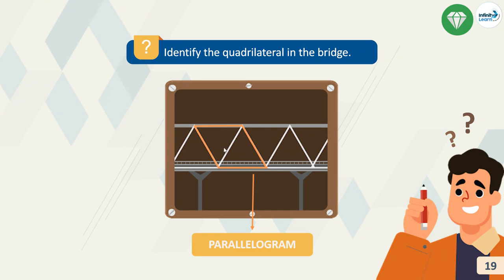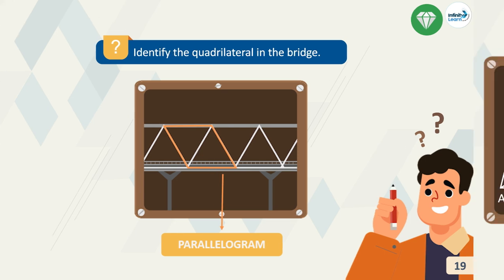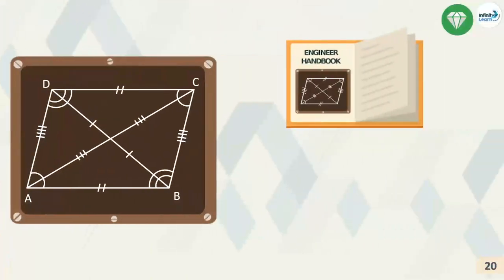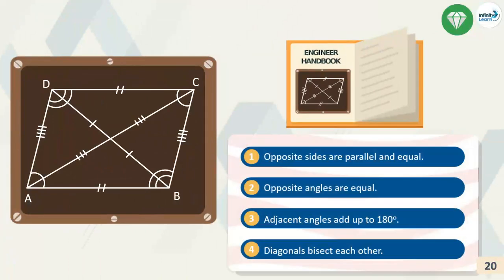Identify the quadrilateral in the bridge. Have you seen? It is a parallelogram. ठीक है, a practical example of a quadrilateral. Properties, once again: opposite sides are parallel and equal, opposite angles are equal, adjacent angle sum is 180 degrees, diagonals bisect each other. Diagonals bisect each other means this is equal to this and this is equal to this. These are the properties of a parallelogram.